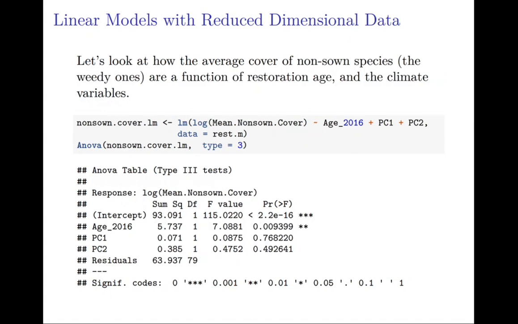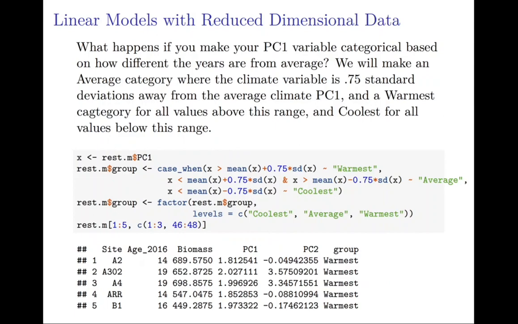However, when we look at how the average cover of our non-zone species, or our weedy ones, is a function of our restoration's age and the climate variables, we actually see that the age of a restoration significantly predicts the cover of the non-zone or weedy species. And I will point out here that our two PC axes of reduced dimension are not predicting the cover of the non-zone species. And so what Groves et al.